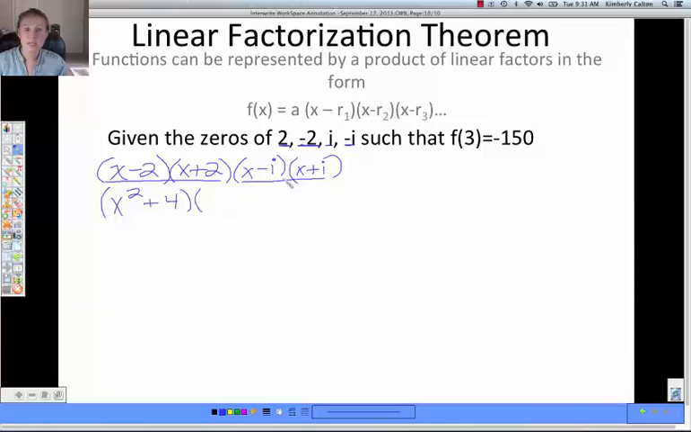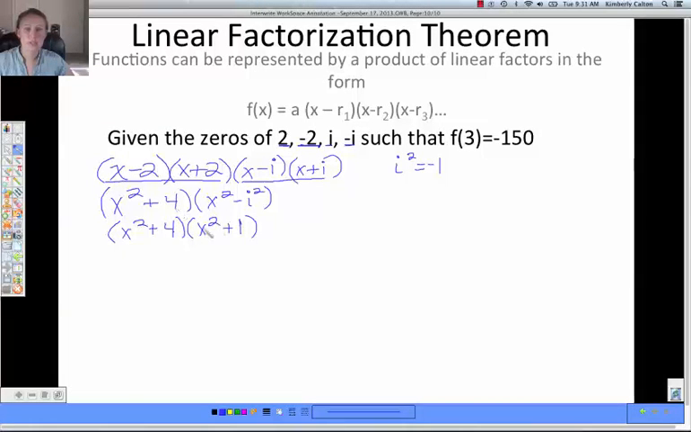Now this second case where we have x minus i and x plus i is also a case of conjugates. So I'm going to get x squared minus i squared. Now you have to think back to your complex rules and remember that i squared equals negative 1. So since that's the case, we have x squared minus 4 times x squared plus 1. Well, now we have no i's, we can multiply all the way through.